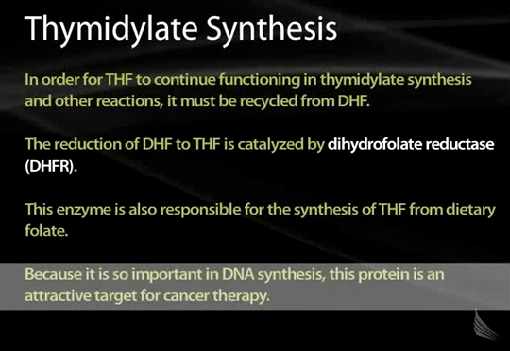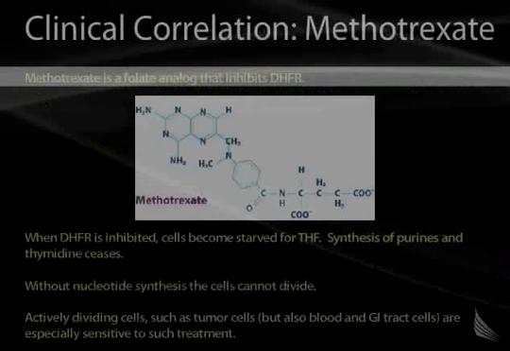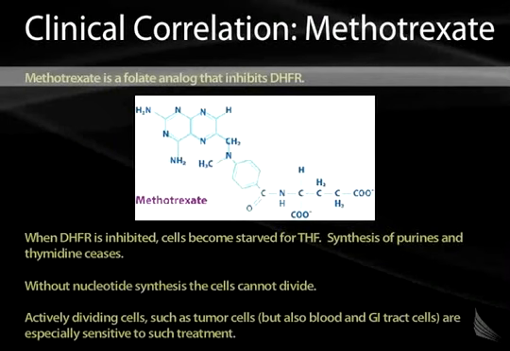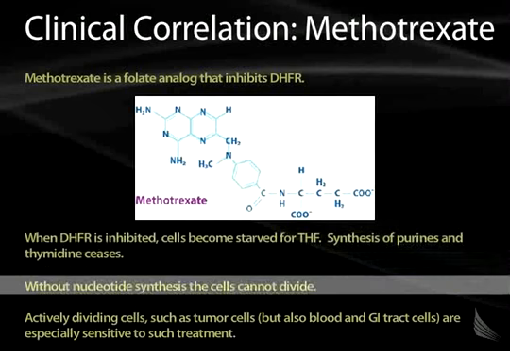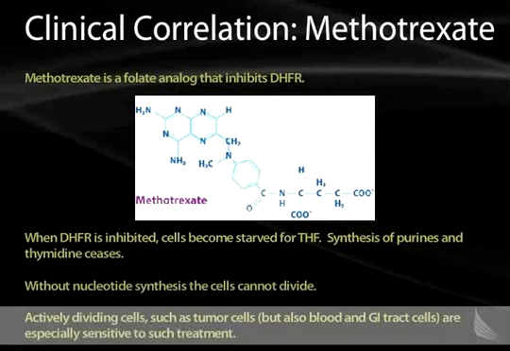In fact, there's a drug called methotrexate that inhibits dihydrofolate reductase. Methotrexate is a folate analog. It looks a little bit like tetrahydrofolate, and it actually competes with tetrahydrofolate for the dihydrofolate reductase. When dihydrofolate reductase is inhibited, the cells essentially become starved for tetrahydrofolate. So it can't synthesize purines, and it can't synthesize thymidine. And without the nucleotide synthesis, the cells can't divide, and they die. Now, this affects not only cancer cells, but it also affects any cell that's actively dividing. So blood and GI tract cells, hair cells, for example, are also sensitive to this treatment.